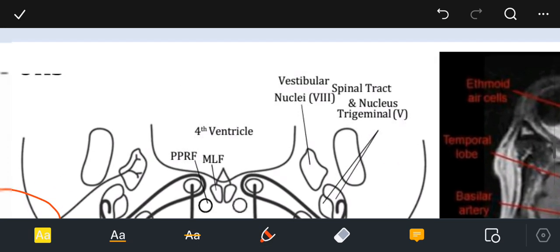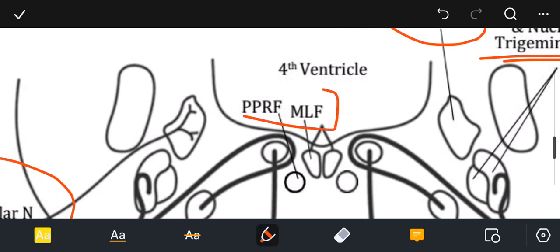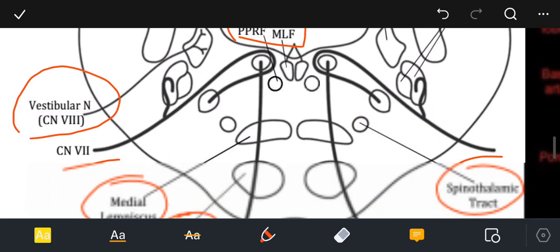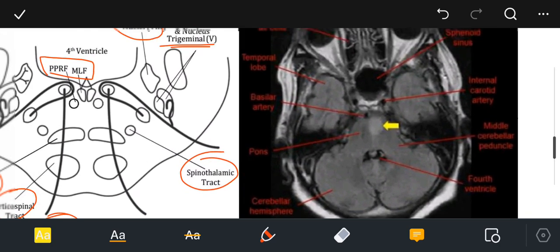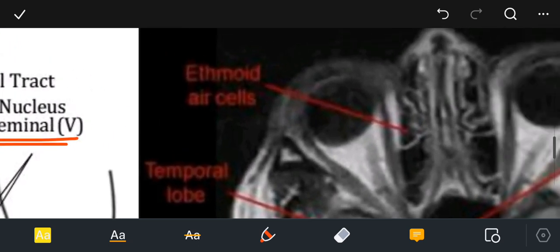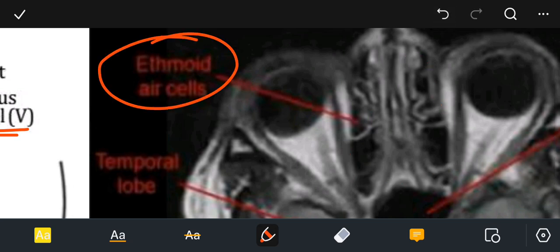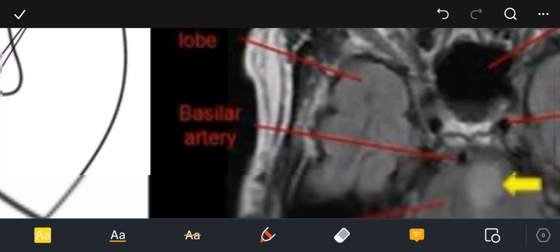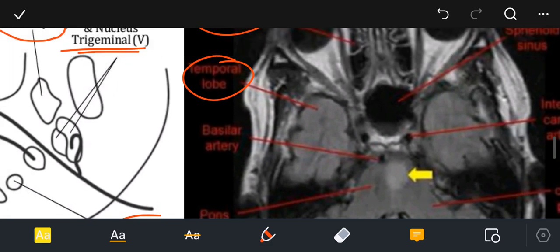After the spinothalamic tract we have the spinal and nucleus trigeminal pathway and vestibular nucleus. Then we have the parapontine reticular formation, and the medial longitudinal fasciculus is present over there. Over here you can see this is a very vague picture, but okay. Anteriorly this is the cribriform plate of the ethmoid bone, and these are ethmoid hair cells, the black things which are seen. Then this is the temporal lobe of the brain. If I show you like this, this is the temporal lobe that is visible over here.